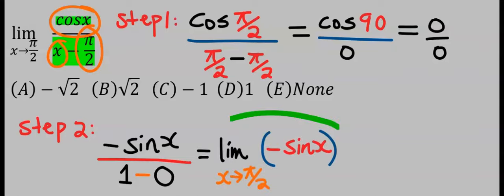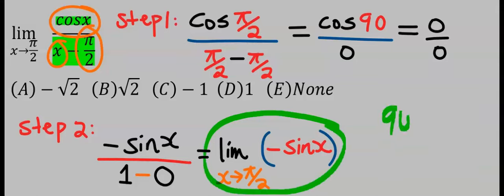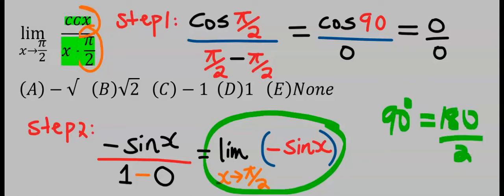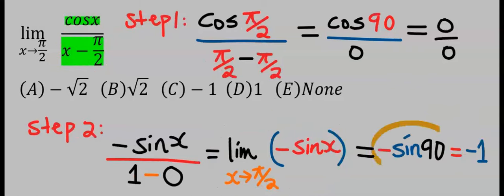Next, we take the limit as x tends to pi over 2, and pi over 2 is the same thing as 90 degrees, which is 180 over 2. And minus sine 90 is minus 1, because sine 90 degrees is 1. And from the options, our answer is C.